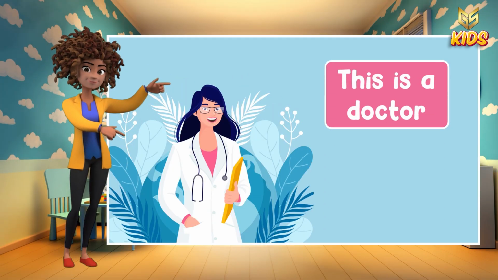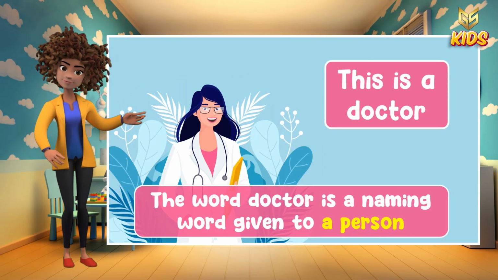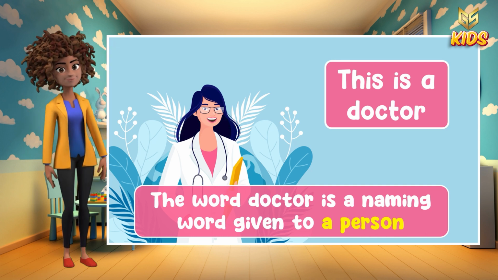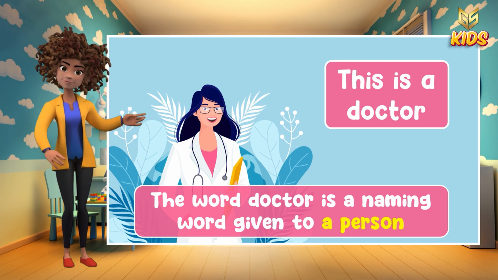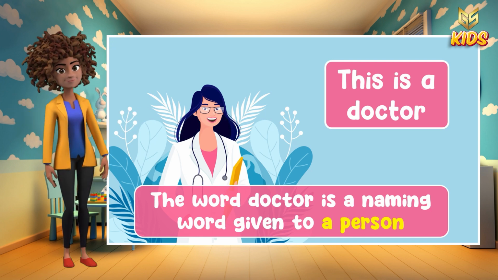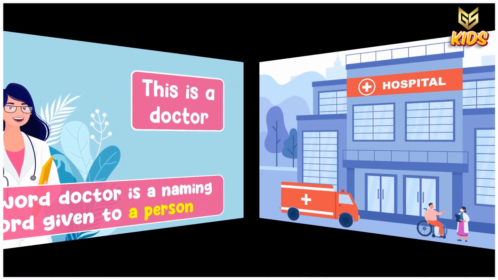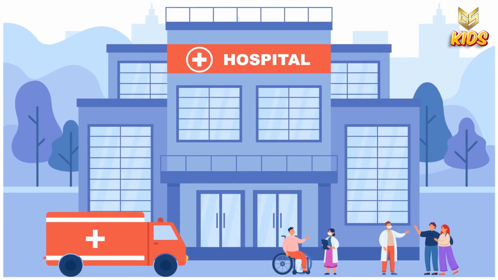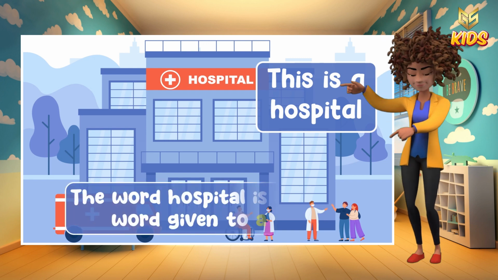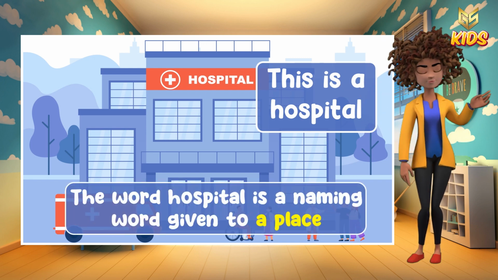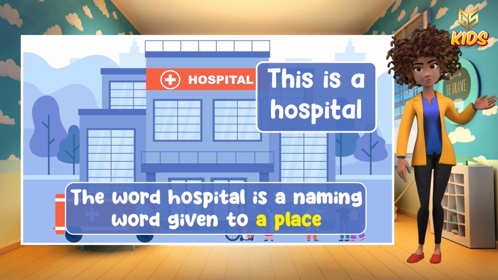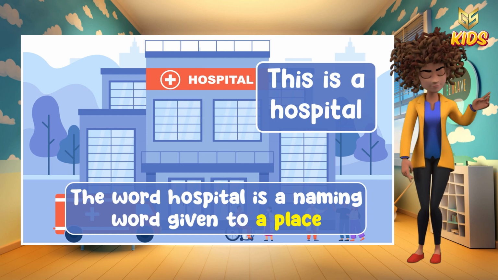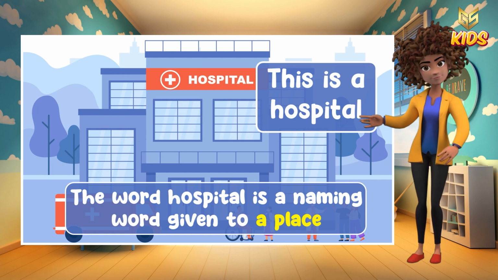This is a doctor, and the word doctor is a naming word that is given to a person. So here doctor is a naming word. Okay, I hope you have understood what is noun, right? Now let's look into another example. This is a hospital. The word hospital is a naming word which is again given to a place. This is a place, right children? And the name of this place is hospital. So here hospital is a noun.